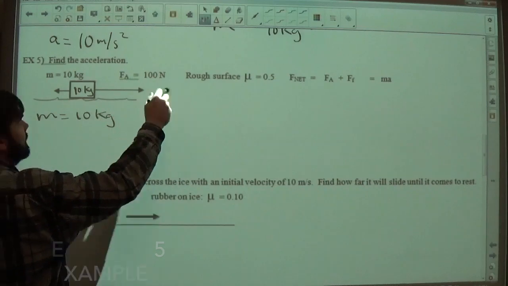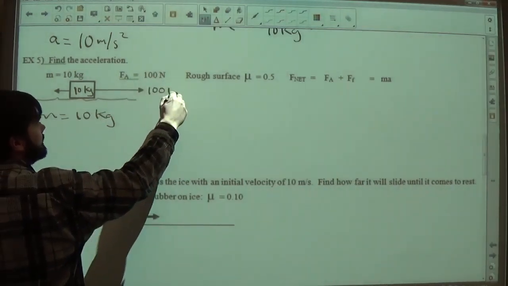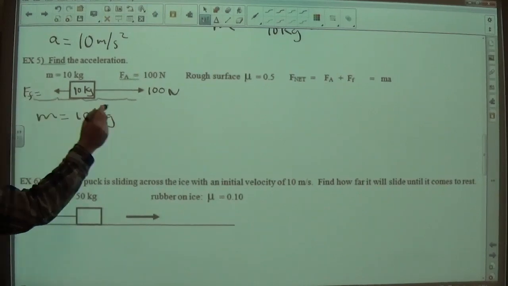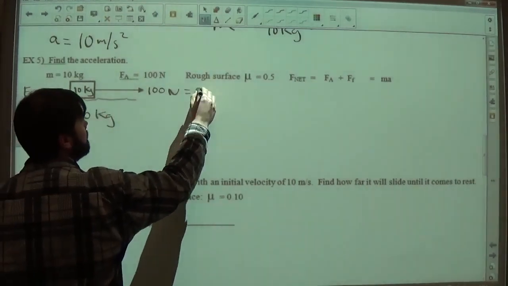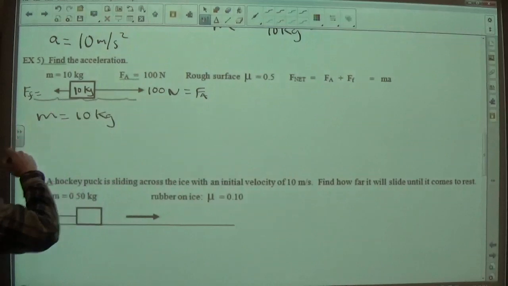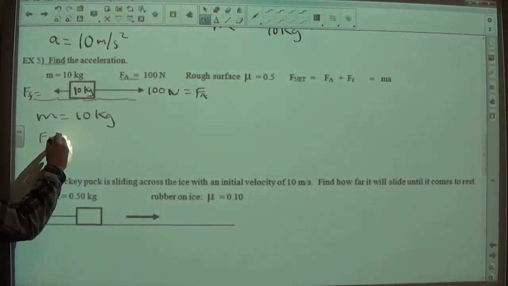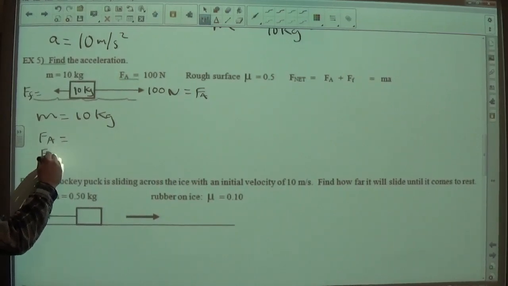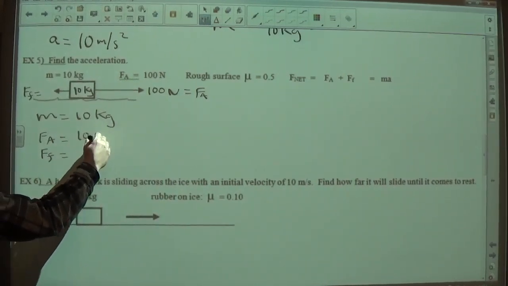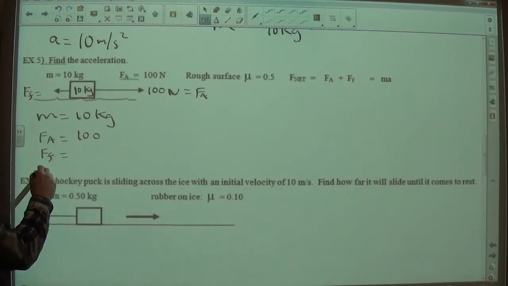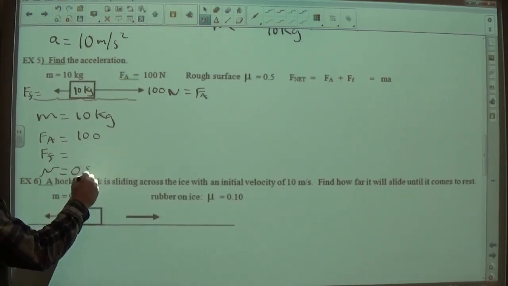There's a force applied this way equal to 100 newtons, and then there's some force of friction over here. This is your force applied, and the force of friction is, in essence, unknown, so we have to calculate that. The force applied is 100. Our frictional force is going to be negative, going the other way. And they do give us mu. They tell us mu is 0.5.